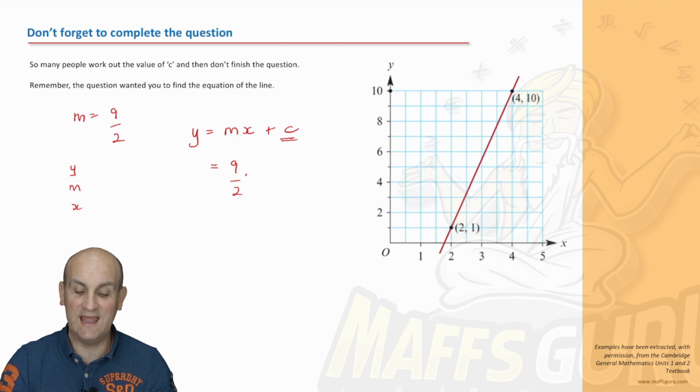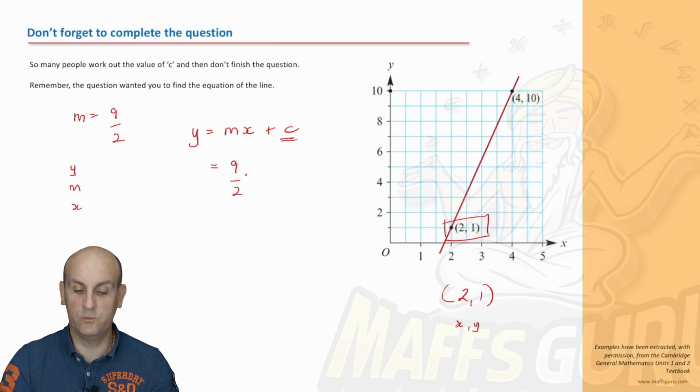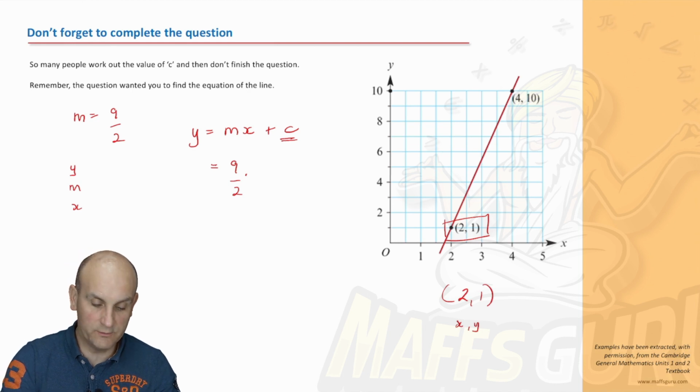Could not care less, but in this situation, I'm going to choose something with a 1 in it, because it makes life easier to multiply by 1. If I had a 0 in it, trust me, I'd be doing that as well. So remember, that is a coordinate of 2, 1. My x value is 2. My y value is 1. So where I see an x now, I'm going to put a 2. Where I see a y, I'm going to put a 1. And I'm going to put my plus c.